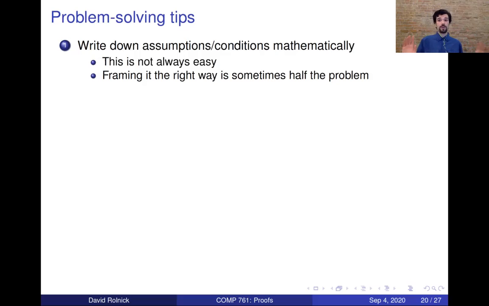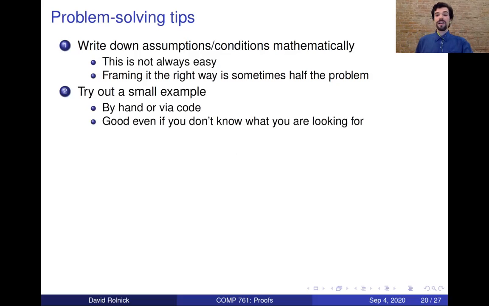This is one reason why proofs are really good, because sometimes framing how to think about the problem and how to formalize it or define the variables and so on is half the work. But try to write down your assumptions and conditions in a rigorous mathematical way. Next thing, super useful, just all over the place. Try out a small example.